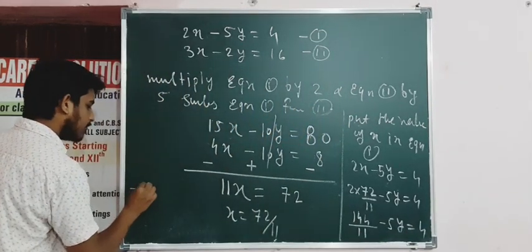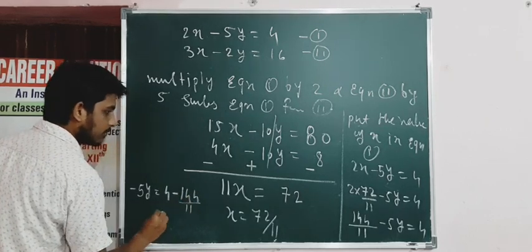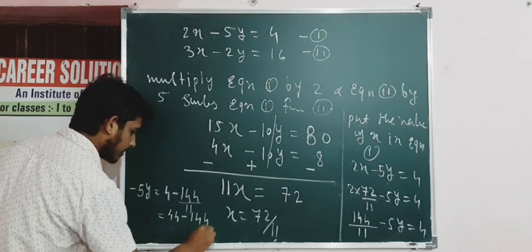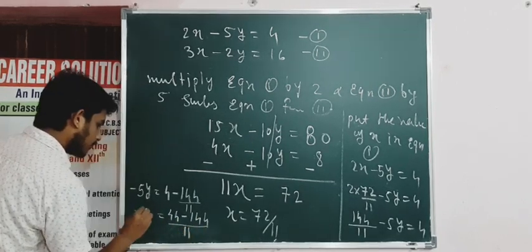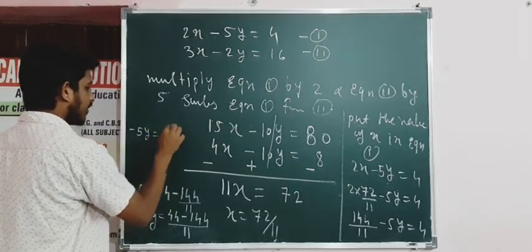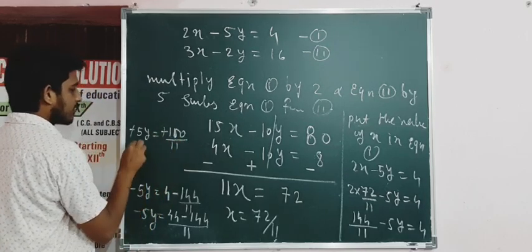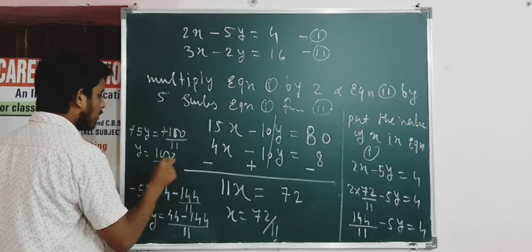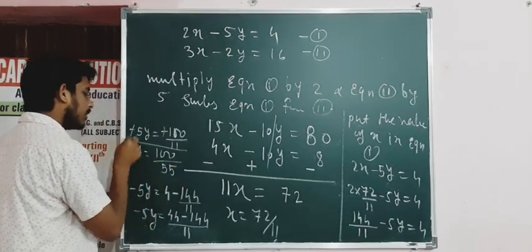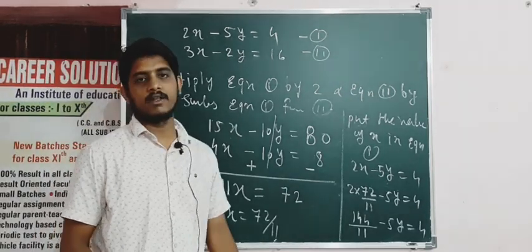So minus 5y equals 4 minus 144 upon 11. 11 times 4 is 44, 44 minus 144 upon 11. So minus 5y equals minus 100 upon 11. Now minus minus will cancel out. So y equals 100 upon 11 times 5, this 5 goes to the denominator. 11 times 5 is 55. So 100 upon 55 is the value of y and 72 upon 11 is the value of x.